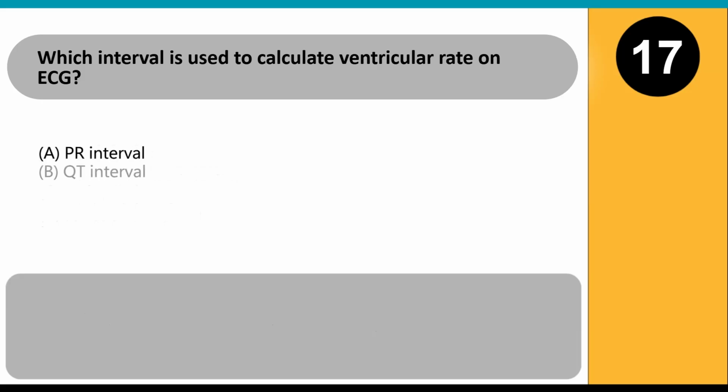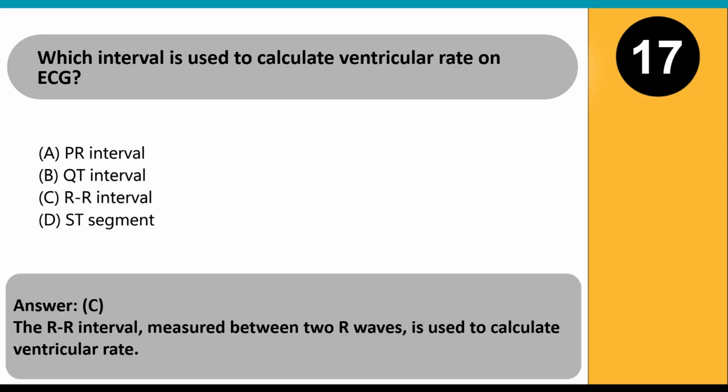Which interval is used to calculate ventricular rate on ECG? A. PR interval. B. QT interval. C. RR interval. D. ST segment. Answer C. The RR interval, measured between two R waves, is used to calculate ventricular rate.